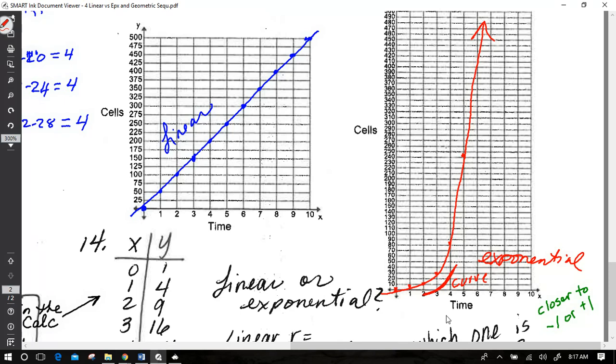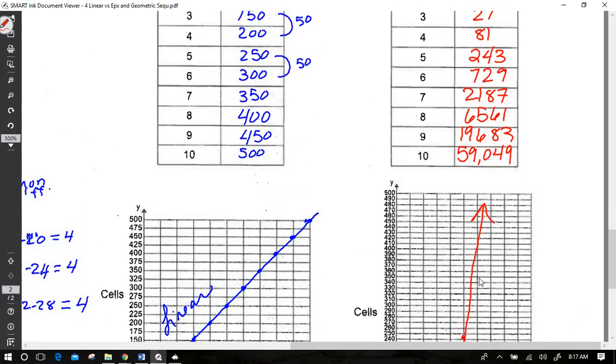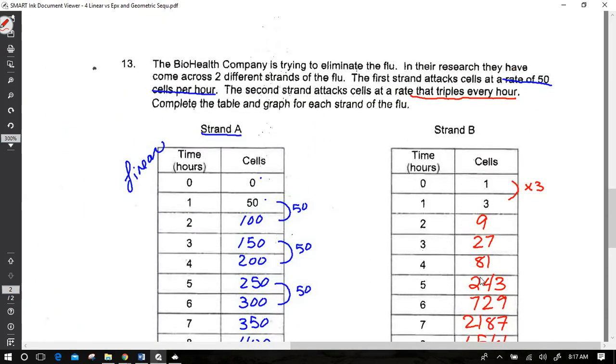That's our application problem, where we were really able to compare a linear function to an exponential function all the way through one word problem. And I do just want to come up here and circle again my key phrases in the word problems. So 50 cells per hour told me linear. And then this phrase, triples every hour, was key for me that this was going to be exponential.